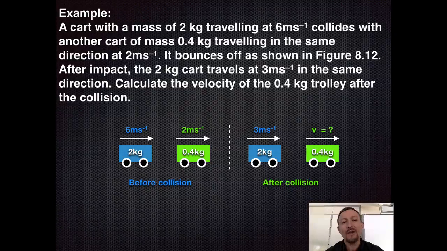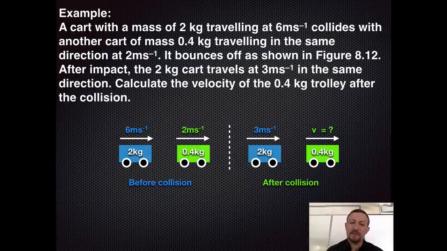Then they collide with each other, because obviously the blue one's going to catch the other one up, and it bounces off as shown in figure 8.12. Figure 8.12 is the diagram on the right hand side. After impact, the 2 kilogram cart now travels at 3 meters per second in the same direction. So there's been a change in speed. If there's a change in speed, there's been a change in velocity. We've got to calculate what the velocity of the 0.4 kilogram cart is going to be after the collision.